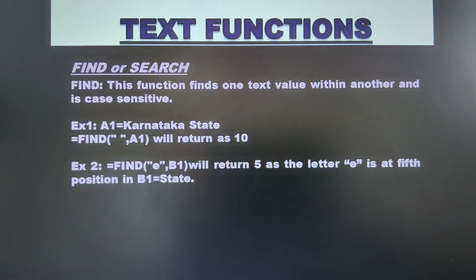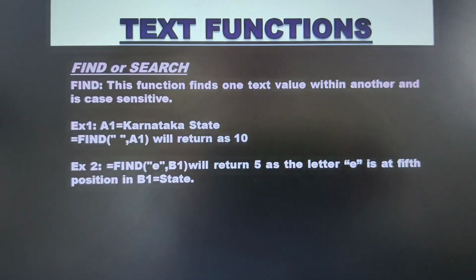Moving on to the second example. Here, is equals to find E in the B1 cell. What does B1 consist of? B1 consists of state. So when you start counting, 1, 2, 3, 4, 5, this function will return the answer 5. I hope you are understanding.